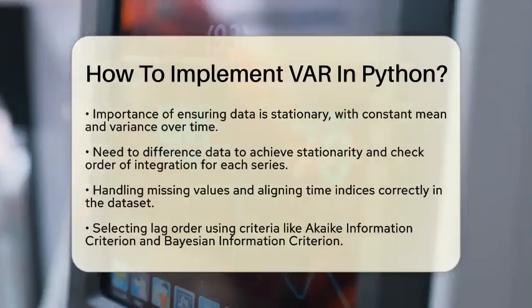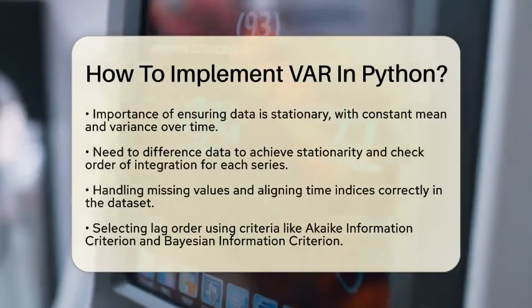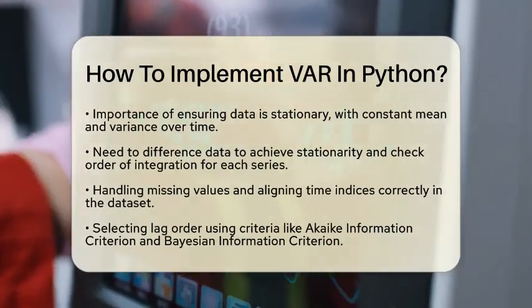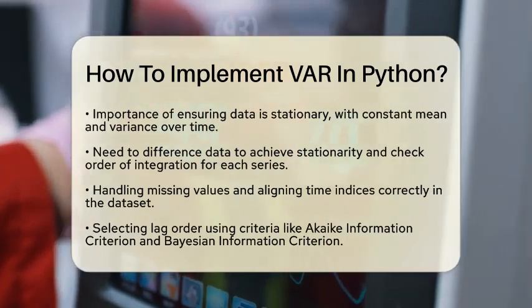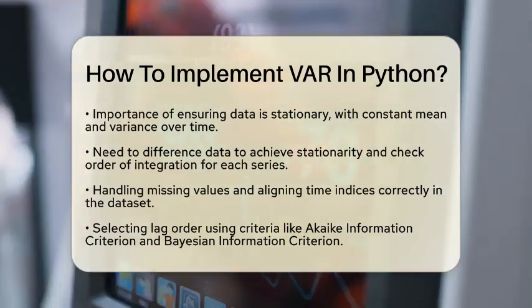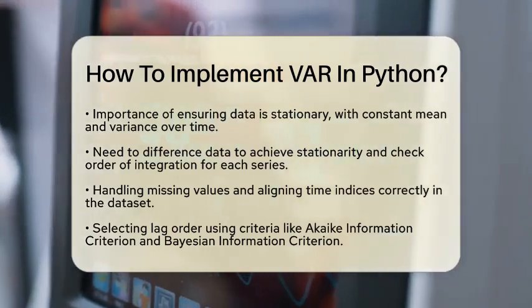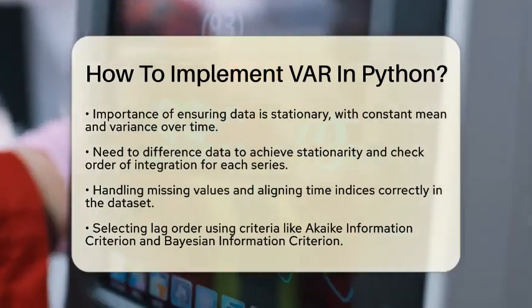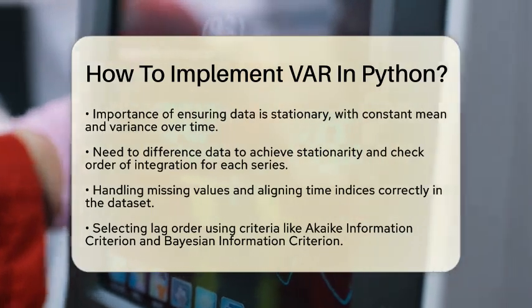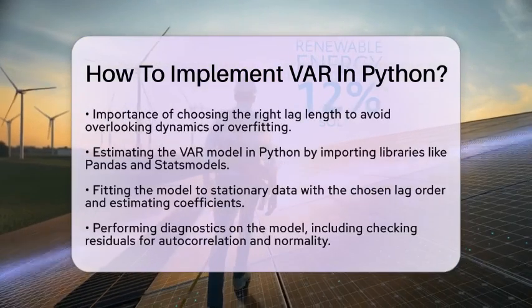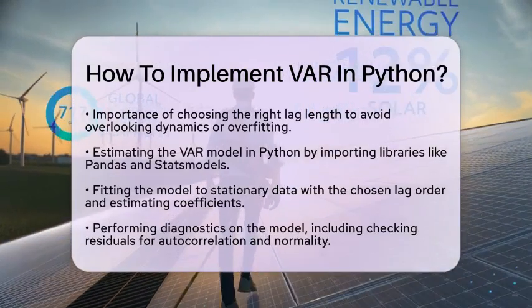Once your data is ready, it is time to select the lag order. You can use criteria like the Akaike information criterion, Bayesian information criterion, or the Hannan-Quinn criterion to find the best lag length. This is a key step because using too few lags may overlook important dynamics, while too many can lead to overfitting.